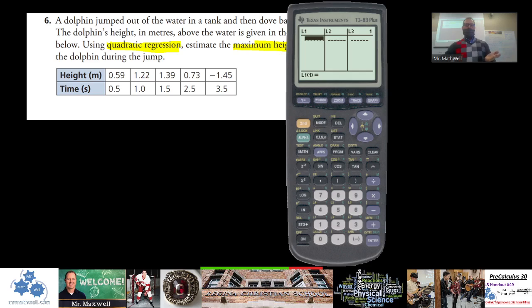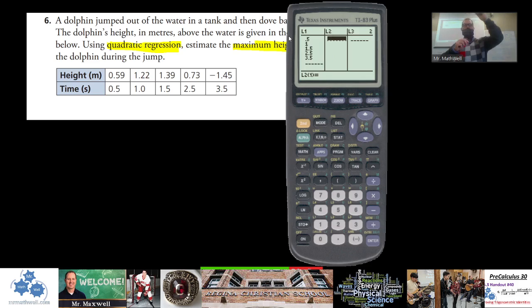So you want to look at this and you say, well, obviously time is passing, and usually when there's time passing, that's the independent variable. It goes on the horizontal, that's the x. So let's put in our times for x here in list 1. So 0.5, and then 1, and then 1.5, and then 2.5, and then 3.5. Okay? So 0.5, 1, 1.5, 2.5, 3.5. All right? So let's go over to list 2, and then we'll put the heights.